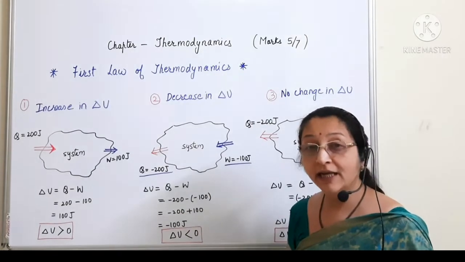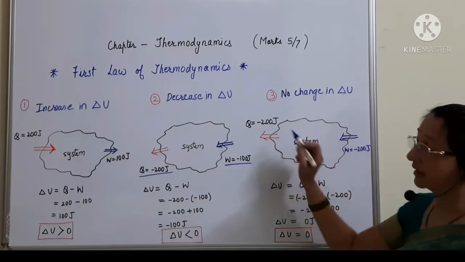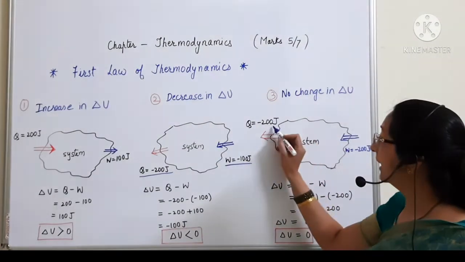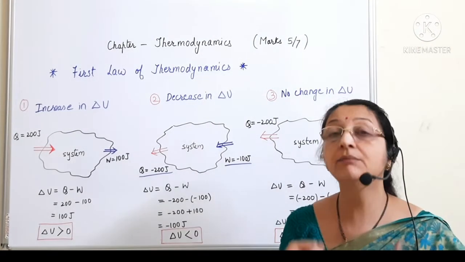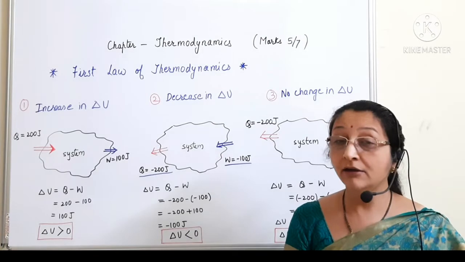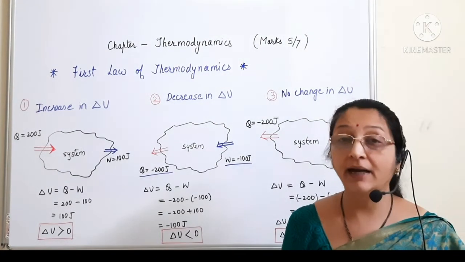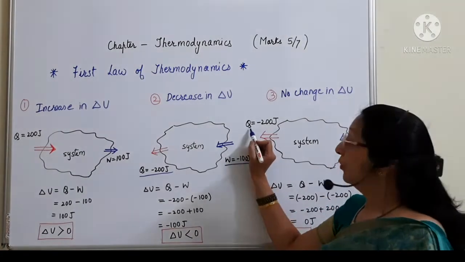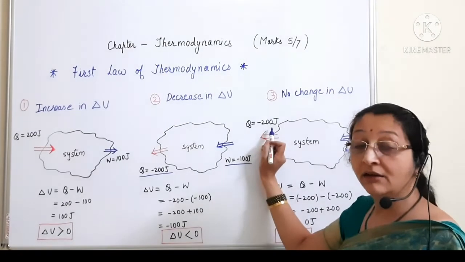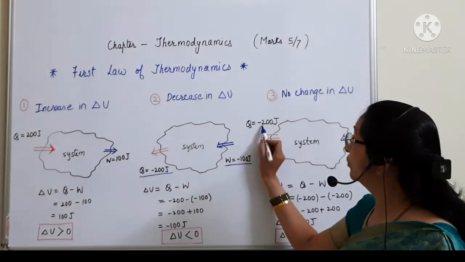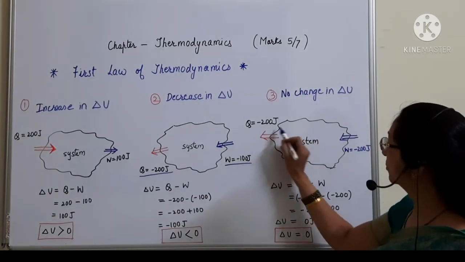Now we move to the next case, that is the third case. Now here the system, this is the system, and 200 joules of energy is released by the system. The system has thrown it out. Heat or energy is released by the system. So the system has thrown out 200 joules of energy, heat has been released, which means Q will be minus 200 because this is energy released by the system. So Q is equal to minus 200 joules.